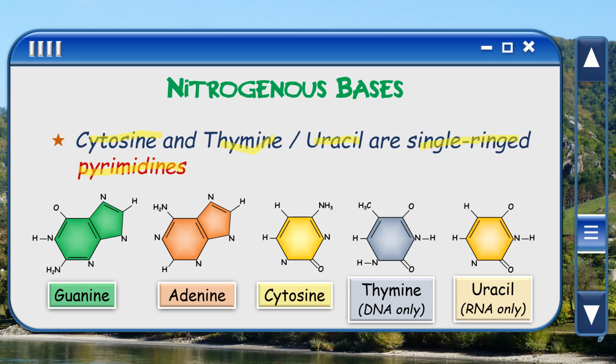Here you have cytosine. You can see it has only one ring. Then we have thymine, which also has one ring. And then we have uracil, which also has only one ring. So these are the ones that we are calling pyrimidines: cytosine, uracil, and thymine. They are single-ringed.